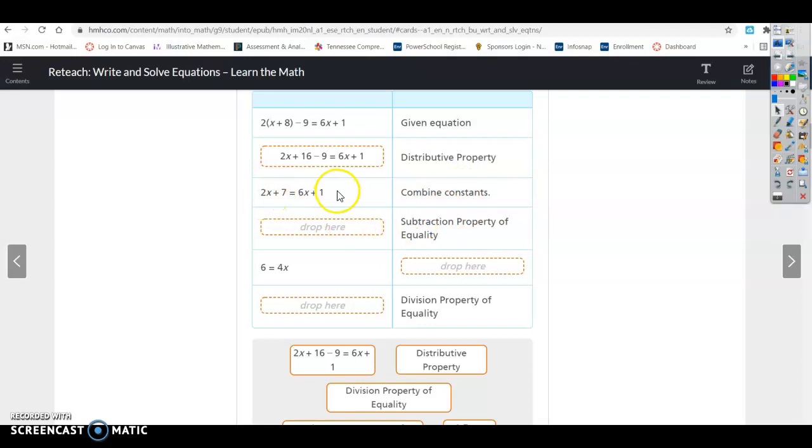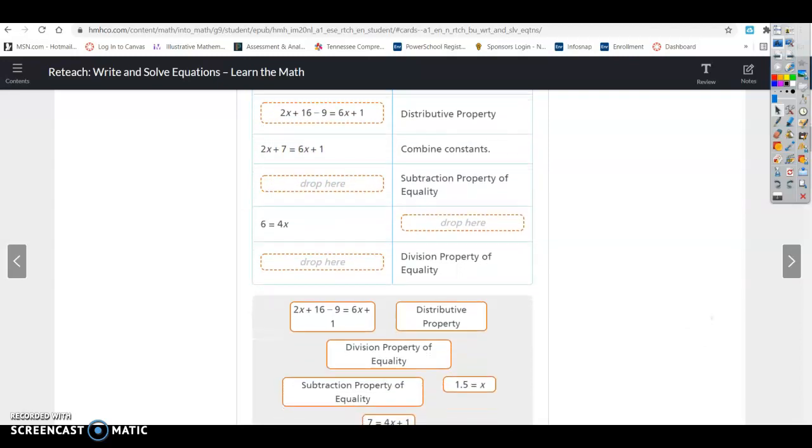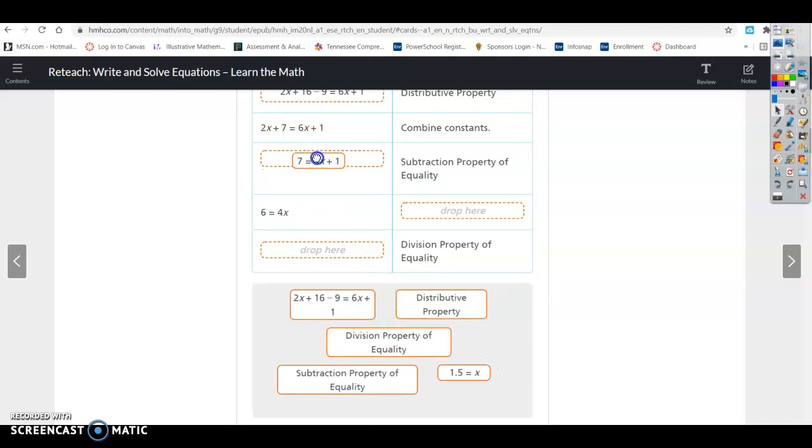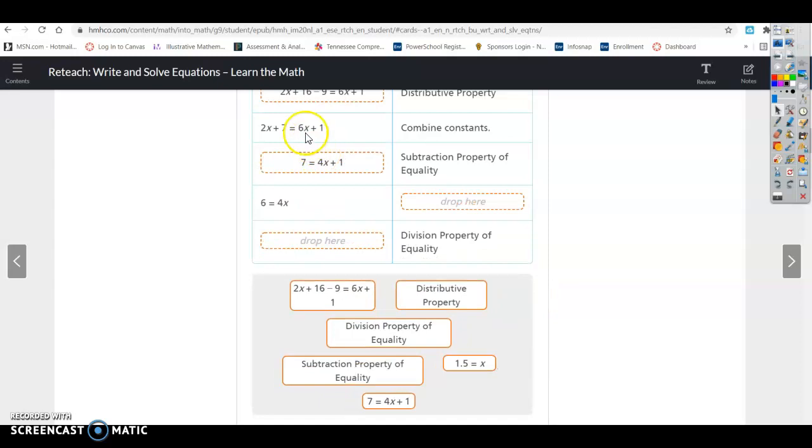All right, then from here, what are we going to do? So we need to get the variable on one side. So we need to isolate the variable. So you're going to subtract 2x from both sides. If I do that, that leaves me 7, and 6 minus 2 is 4. So we're going to pull up this equation here.